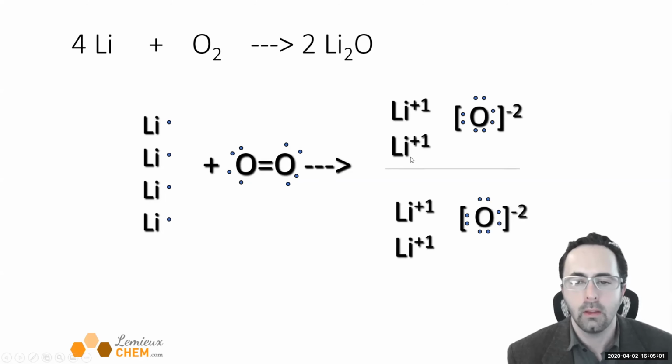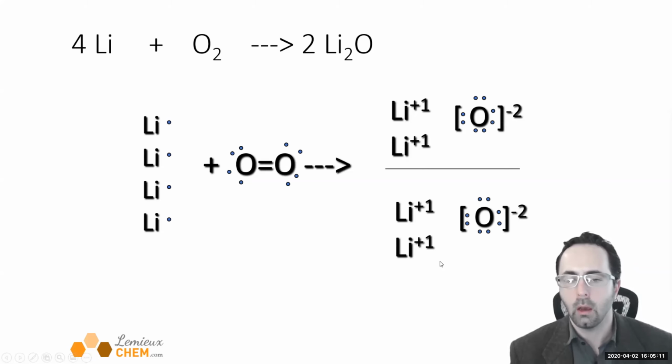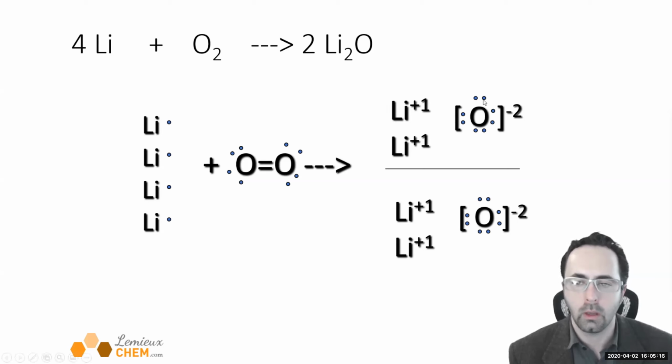And in the end, they're producing 2 formula units, as we're going to call them, of ionic compounds. Remember, covalent compounds generally come in molecules, but ionic compounds don't have molecules, so we call each unit of the ionic compound a formula unit. We've got 2 of those, as we can see here, and each one contains 2 lithium atoms and 1 oxygen atom.